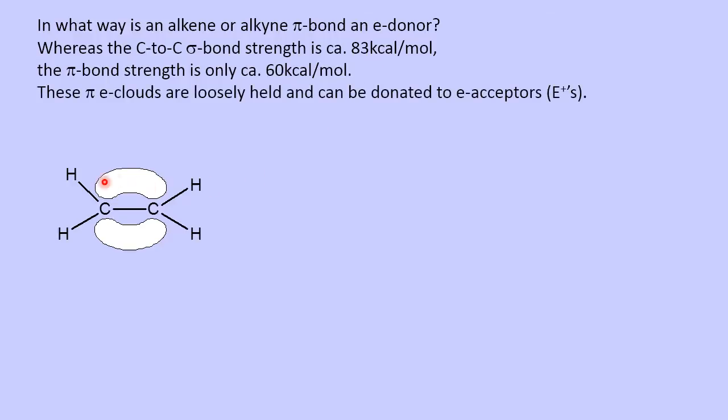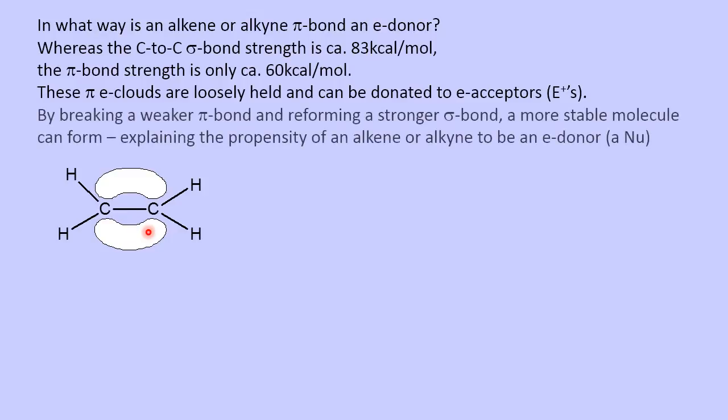These pi electron clouds are loosely held and can be donated to electron acceptors, electrophiles. So by breaking a weaker pi bond and reforming a stronger sigma bond, a more stable molecule can form, which explains the propensity of an alkene or alkyne to be an electron donor, a nucleophile.